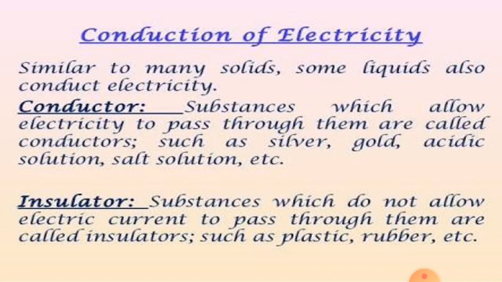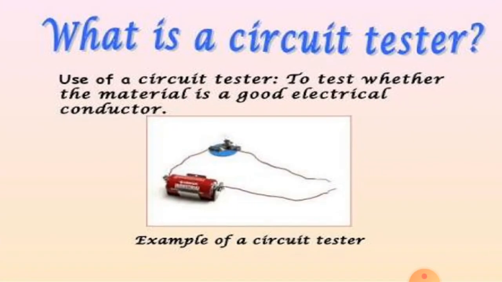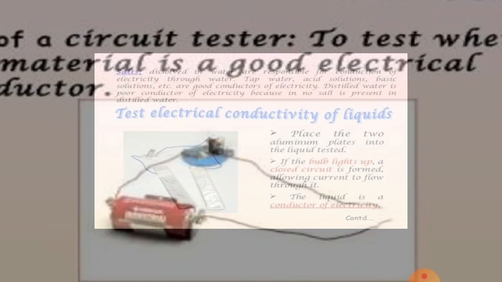Now the next thing is about the electric tester. Here there is one diagram given to you. This is the diagram of the tester. Firstly we will know what a tester is. A tester is a device mainly used to check the flow of electric current through the given circuit. It means that it is used to check whether the given material is a good electrical conductor or not. With the help of this tester we can check whether electricity is flowing through the circuit or not, and whether the material is a good conductor or not.